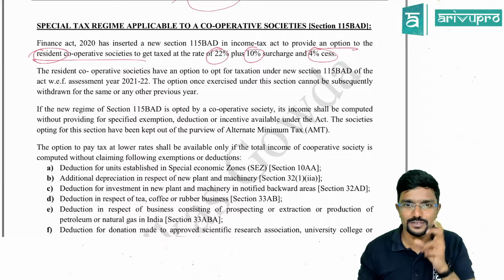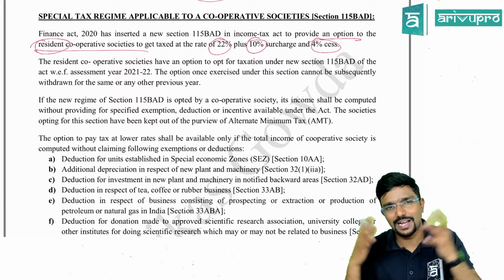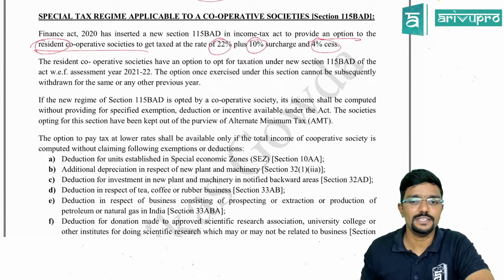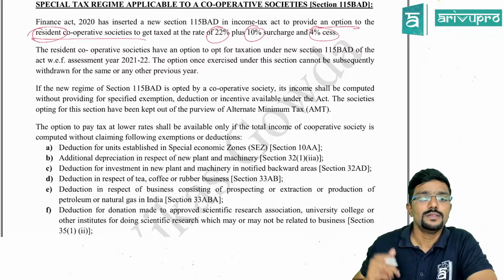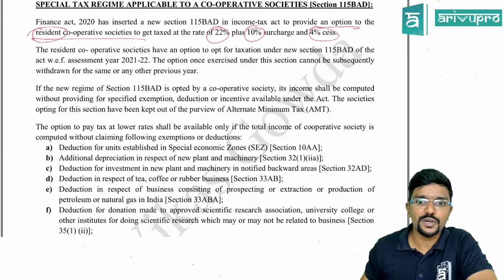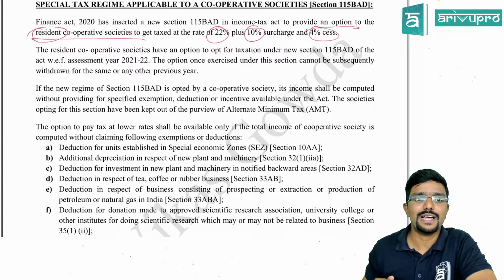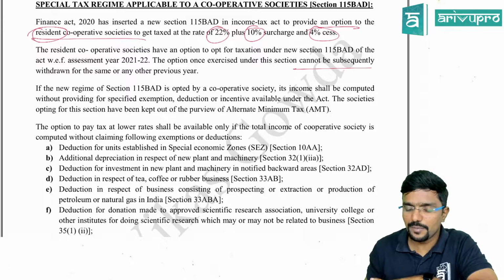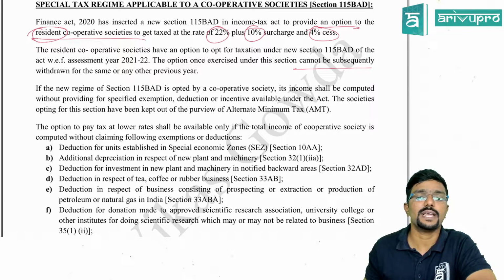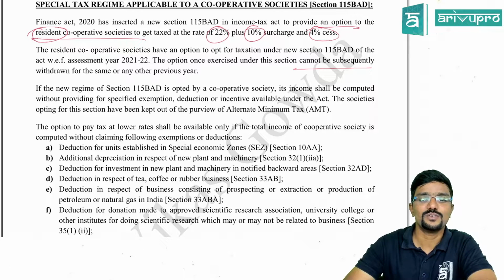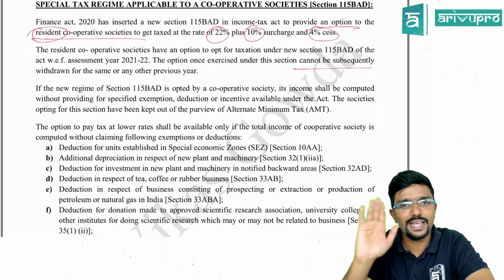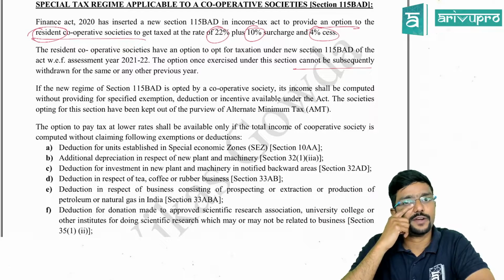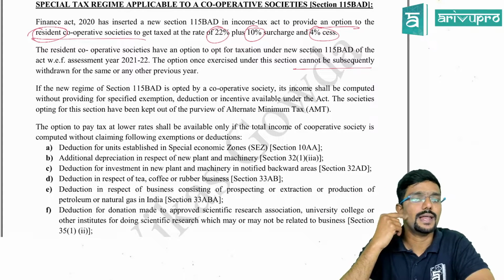Clear? Yes, because you may expect one theory question here. They may ask a question on the tax rates. Be careful. The resident cooperative society has an option to opt for taxation under the new section, that is 115BAD of the Act, with effect from assessment year 21-22. The option once exercised under this section cannot be subsequently withdrawn for the same or any other previous year. That is, once you go under the new scheme, you cannot change it for your lifetime.